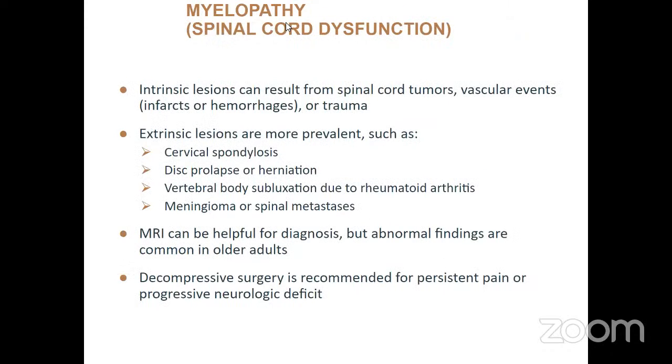Okay, another is myelopathy, which is a spinal cord dysfunction. There are a lot of causes of myelopathy, either intrinsic or extrinsic. The intrinsic causes can result from a spinal cord tumor, infarction, or hemorrhage involving the spinal cord blood supply, or the cause is extrinsic, like cervical spondylosis, disc prolapse or herniation, or vertebral body subluxation. MRI is the most helpful for diagnosis, and myelopathy can be treated by decompressive surgery.